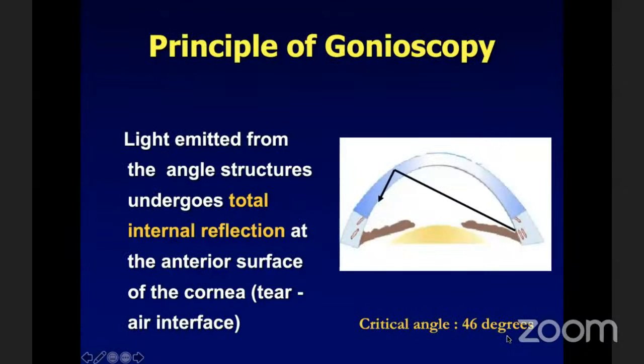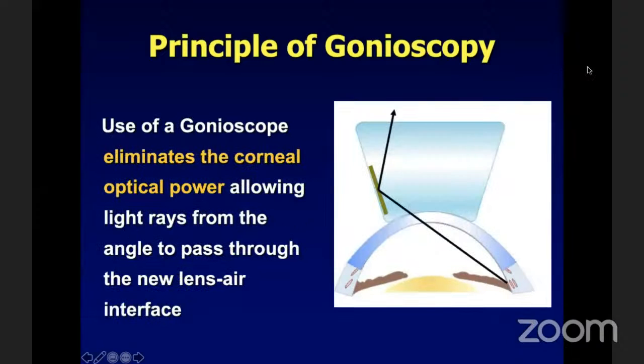So the basic principle of gonioscopy is that you are not able to view the anterior chamber angle because of the total internal reflection that occurs at the anterior surface of the cornea. The critical angle is 46 degrees. And so basically you need to put a gonioscope to eliminate the optical power of the cornea so that the rays of light can now pass on through to the viewer and you can see the anterior chamber angle.